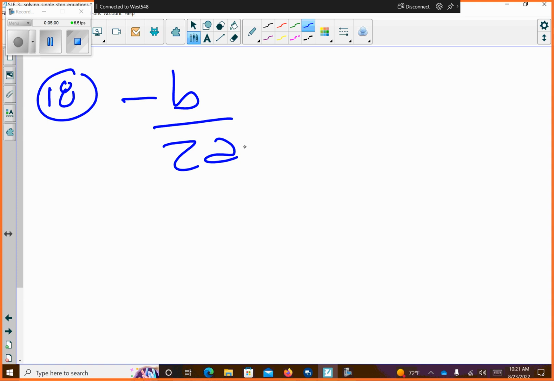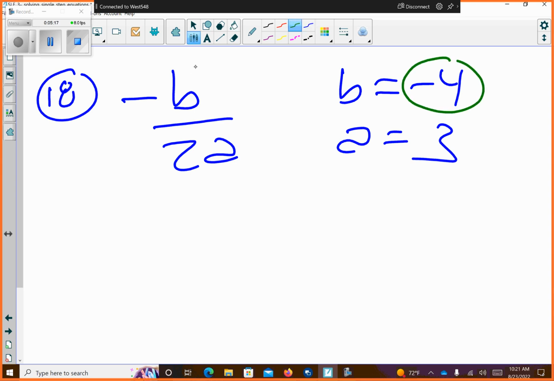All right, negative b over 2a. We know that b is equal to negative 4, and we know that a is equal to 3. Is that the right one? Okay. All right, so I'm going to take this and plug it in right here.